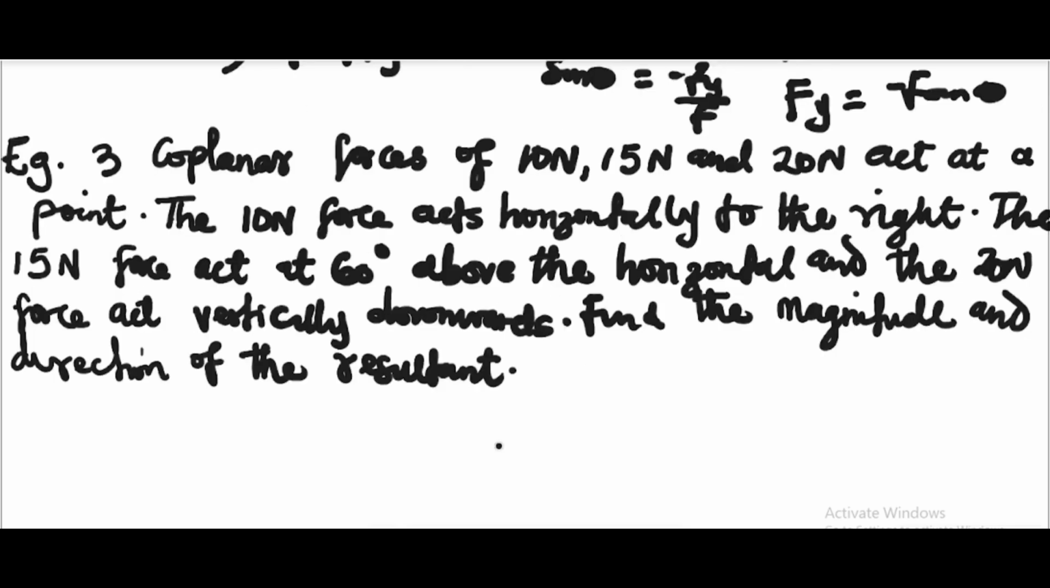Okay, so now we're going to solve this question together. The question says three coplanar forces of 10 Newton, 15 Newton, and 20 Newton act at a point. The 10 Newton force acts horizontally to the right. The 15 Newton force acts at 60 degrees above the horizontal, and the 20 Newton force acts vertically downwards. We are to find both the magnitude and direction of the resultant.